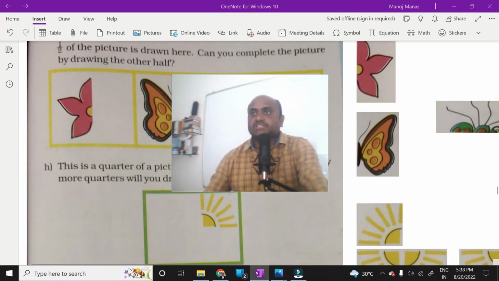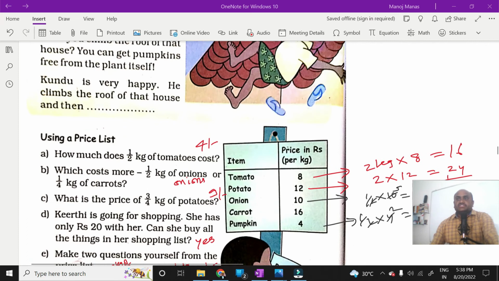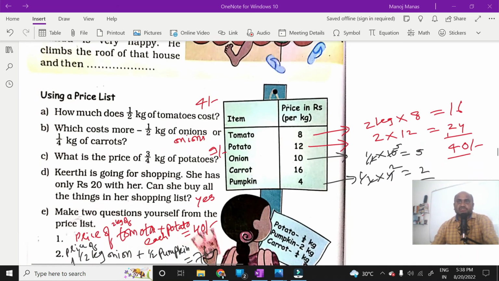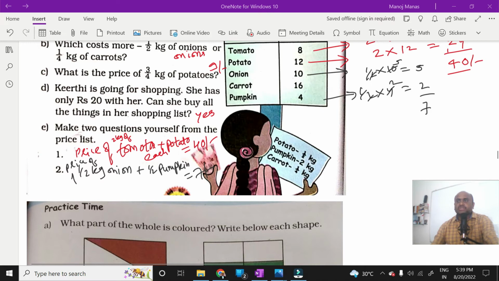Today's session is about, after completing the last part, that is calculations of different prices. Whatever vegetable list Kirti brought, from that we have calculated how much it will cost. It will cost around 18 rupees, so she will definitely get it. She has 20 rupees.